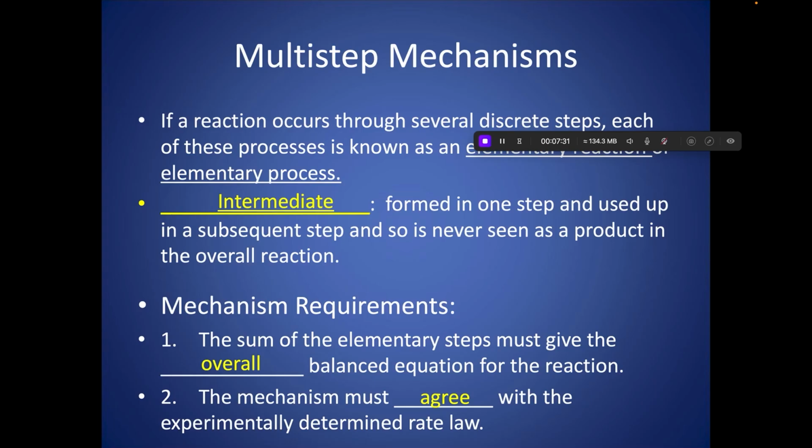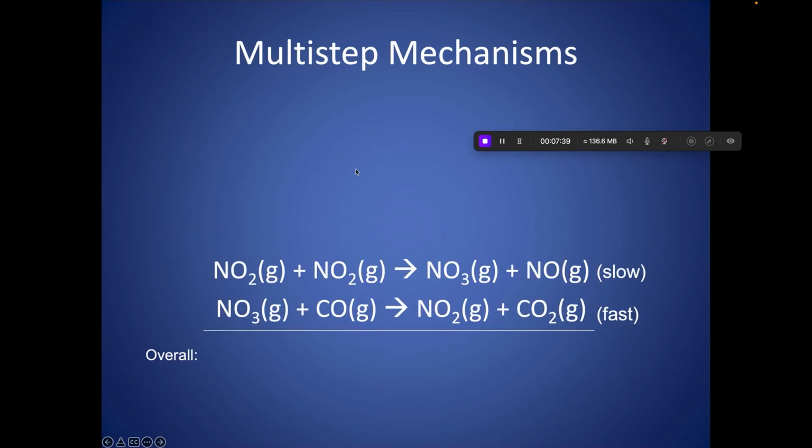Therefore, that's why, if we know something happens all in one step, we can make the coefficients become orders, because it actually is based on experiment. Okay, so let's look at a possible multi-step mechanism. So here's one. Notice this has two steps. If you're given the steps, let's practice getting the overall reaction. Take a moment, pause the video, and then check your work.